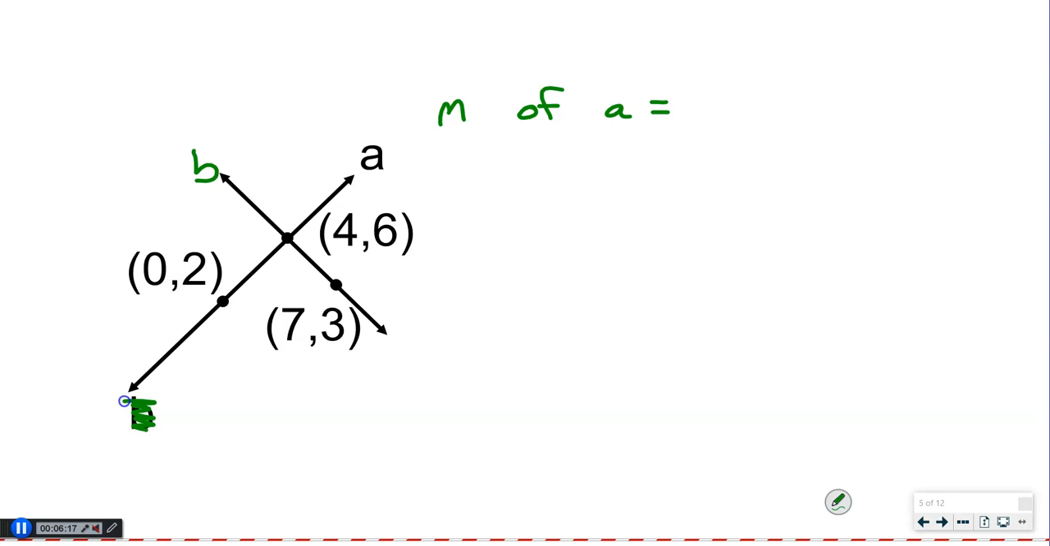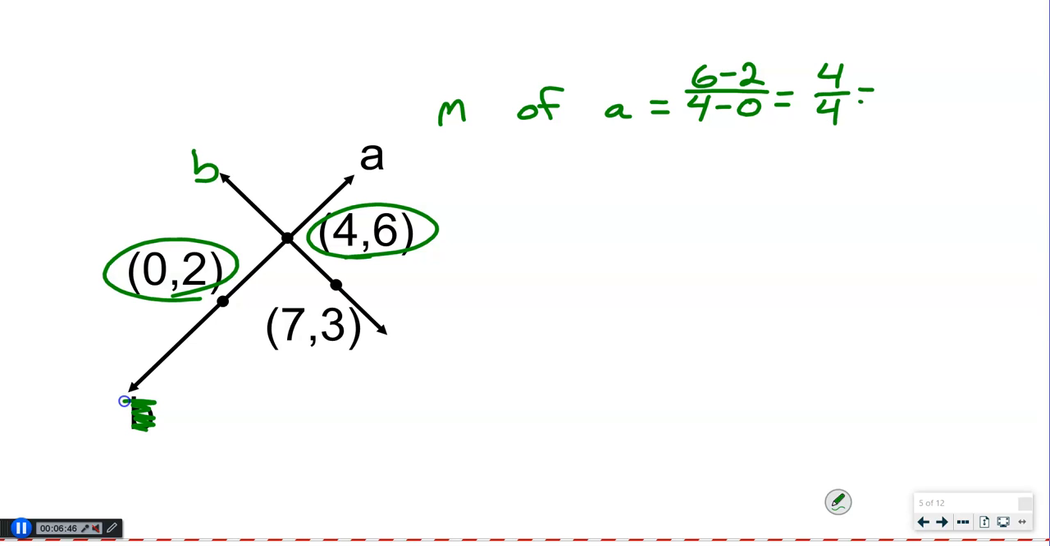Let's look at the points that we have on A. We have (0, 2) and (4, 6). So we need our y2 minus y1, so 6 minus 2 over x2 minus x1, which is 4 minus 0. So we have 4 over 4, which simplifies to 1. So our slope of A is 1.